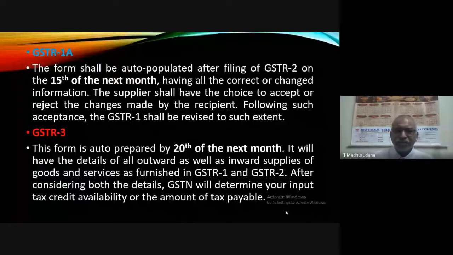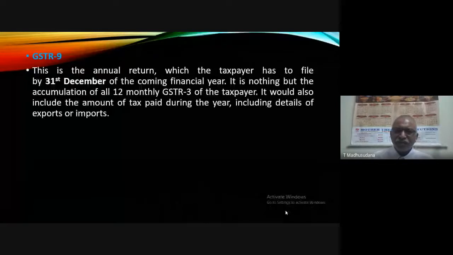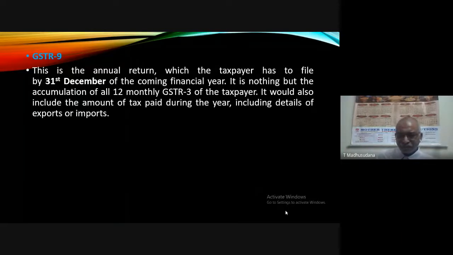Next, GSTR 9. GSTR 9 is an annual return form. So up to GSTR 3, all the returns are monthly in nature. That means every month, GSTR 1A, GSTR 1, GSTR 2A, GSTR 2, GSTR 3 are to be submitted by the suppliers. It's monthly returns.